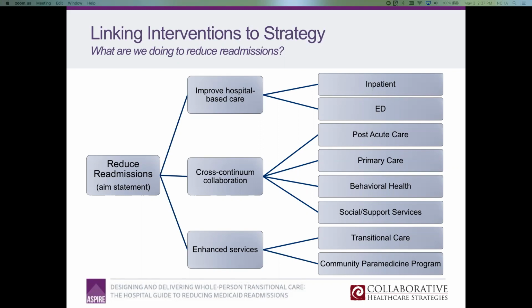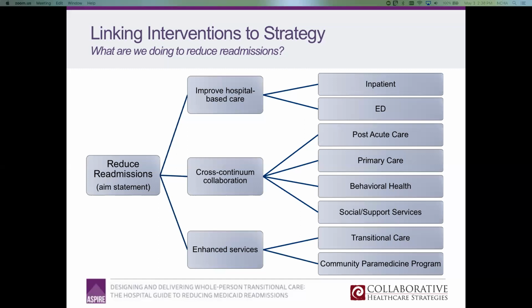And then with regard to cross-continuum collaboration, what are you doing for patients going to post-acute care, getting transitioned back into the care of primary care? What are you doing for patients with behavioral health needs, because they need to be linked back to their services and supports? And then how are we making it easier, more fluid, and more reliable to link to social and supportive services in the community? So that's a boatload in the cross-continuum collaboration bucket.